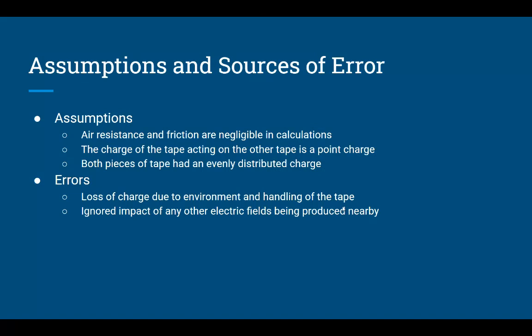So the assumptions and sources of error for this are that air resistance and friction are negligible in calculations. The charge of both tapes is treated as a point charge, so realistically it's not actually a point charge, but we're assuming it is, and that they had evenly distributed charge. And our errors would be that there was no loss of charge due to handling of the tape, which we'll talk about in the next slide, and that we can ignore the impact of any other possible electric fields.